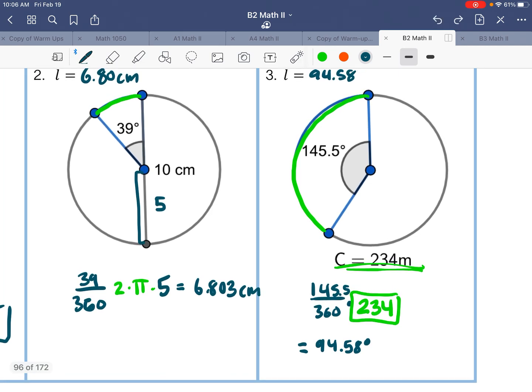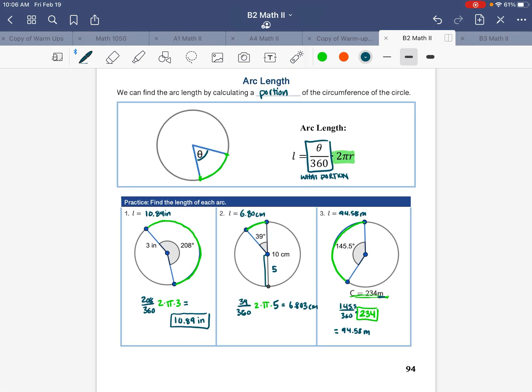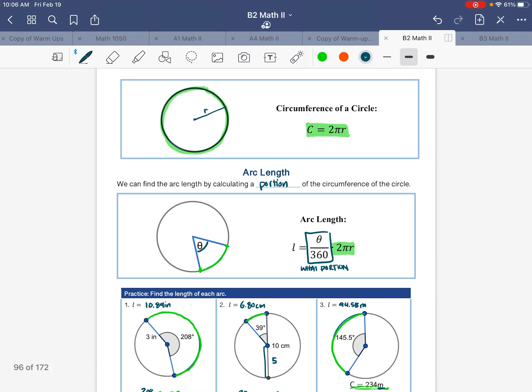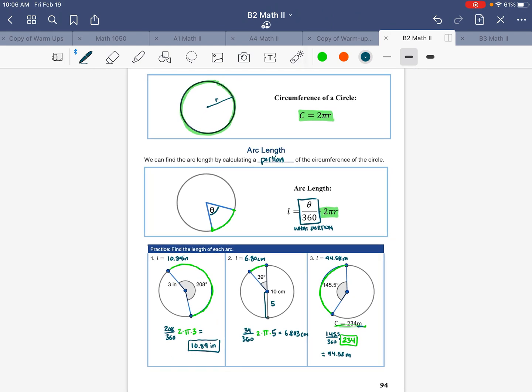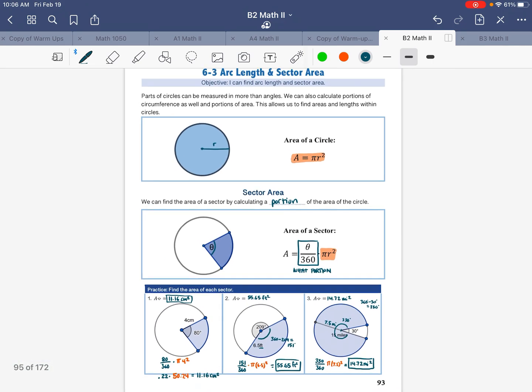Why am I using degrees? I don't know. Hello. I've recorded too many lessons today. Too many. This is meters because we already found meters, and this is meters. There we go. Yeah, so that is, we're just finding a portion of the circumference and a portion of the area to find sector area and arc length.